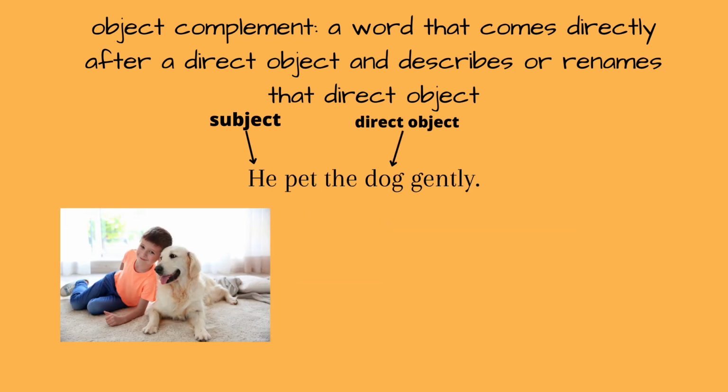He pet the dog gently. Again, our direct object is dog because it receives the action. It is what he pet. There is a word that comes directly after dog. It is gently. Gently is not an object complement because it describes the way he pet the dog. It does not describe the dog. Also, it's not a noun or an adjective. So it's not an object complement.